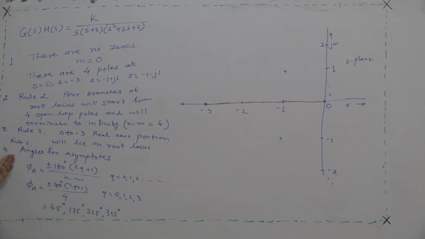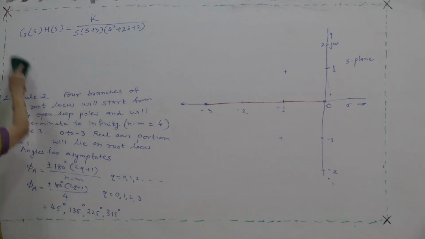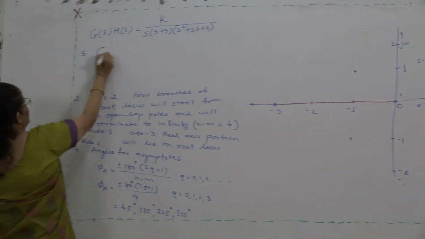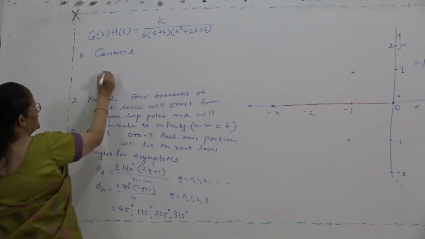At what angle? That angle we can find out by rule 4. Phi A is equal to, following this rule, we will get these 4 angles. So, now draw the asymptote with these angles. Before that you have to find out the centroid through which you will draw the angle. So, in the notebook again, next step is rule number 5. Find out centroid. So, what is the formula for centroid?